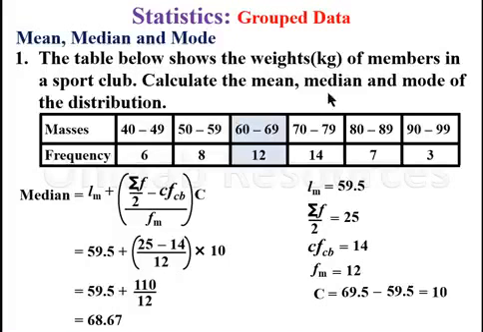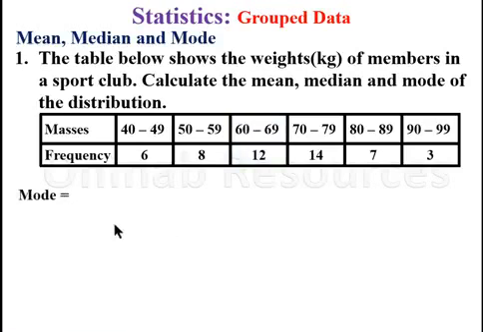So now we go to the mode. The formula for the mode is LM plus delta 1 over delta 1 plus delta 2 multiplied by C. We need to also get the modal class here. To get the modal class, we go to the class with the highest frequency. Since this class has the highest frequency, that is the modal class here.